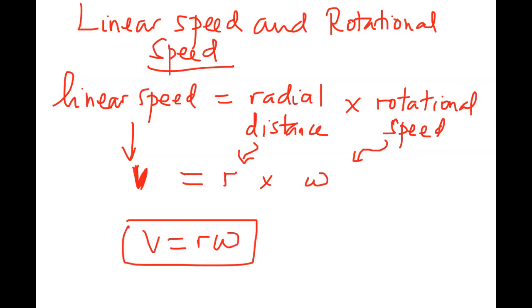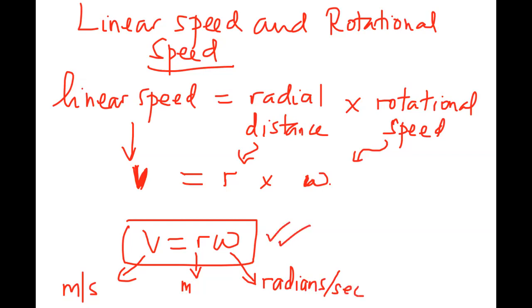The omega here looks like W, but it's omega. It's a Greek letter standing for rotational speed. And to make sure that this works, linear speed must be in meters per second, the radius must be in meters, and the omega must be in radians per second. The amount of turn must be in radians, and the time in seconds. So this formula is true when the units of linear speed are meters per second, R is in meters, and omega is radians per second.